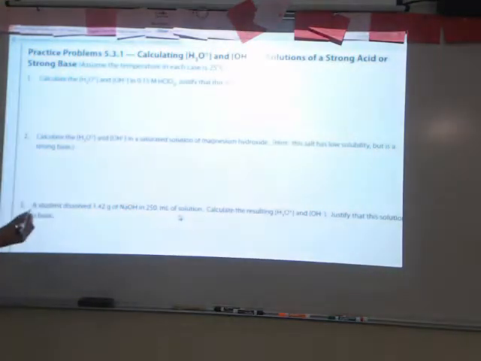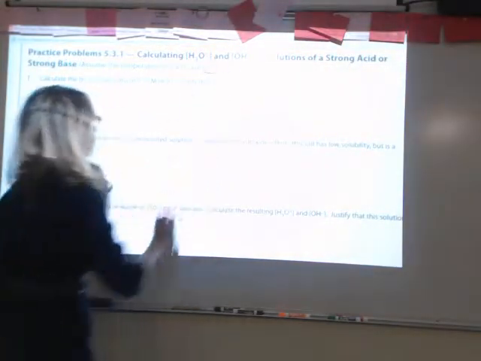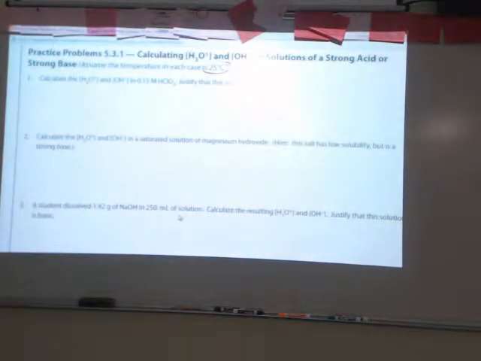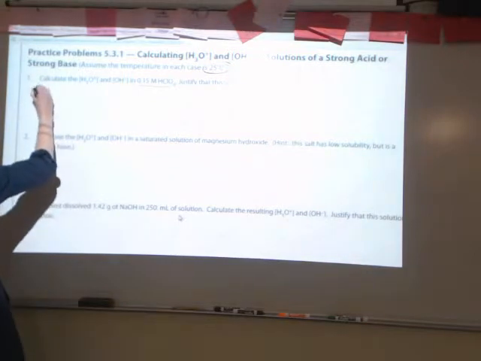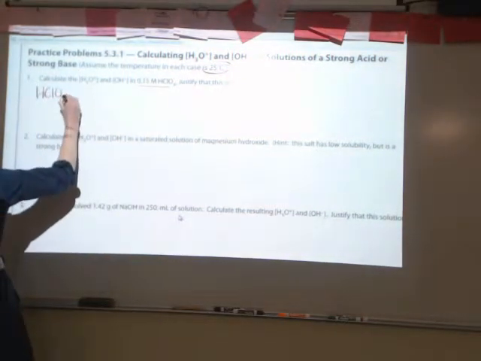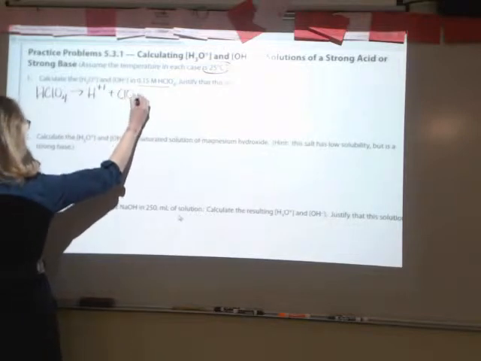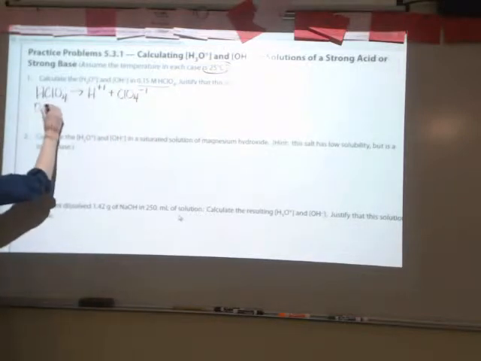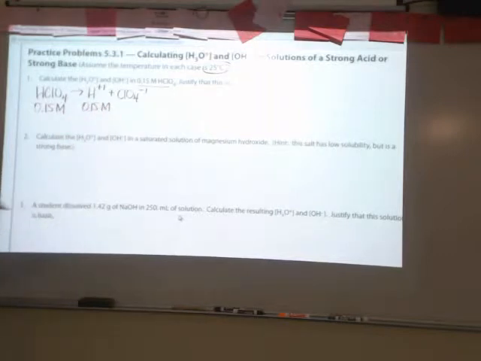Calculate the hydronium and hydroxide ion concentrations in 0.15 molar HClO4. We're assuming our temperature is 25 degrees Celsius, and they want us to justify that the solution is acidic. So if they give you the concentration of an acid, then you know acids ionize. They will form hydrogen ions in solution. So the original concentration of the solution should be the concentration of the hydrogen ions.